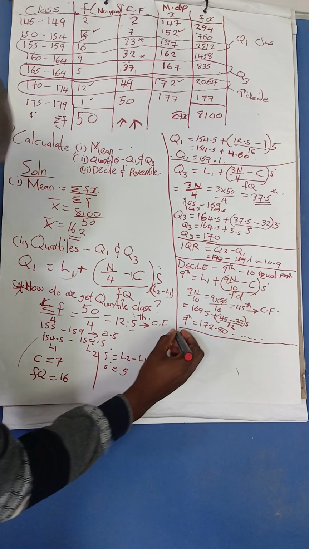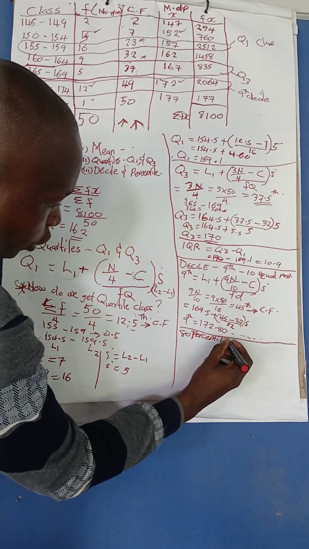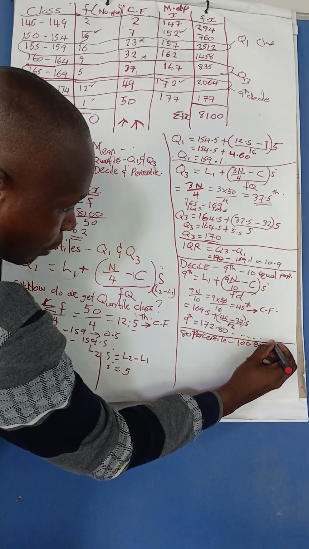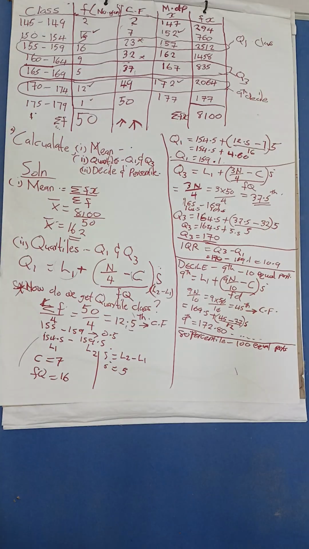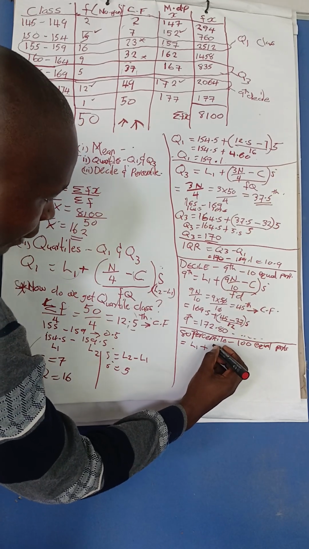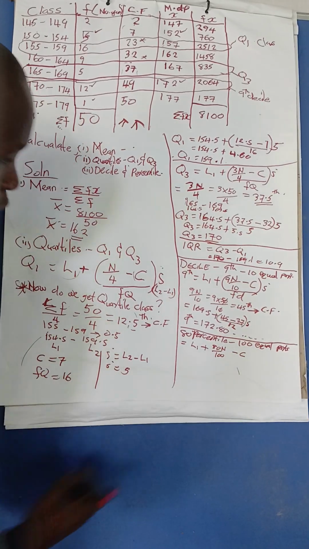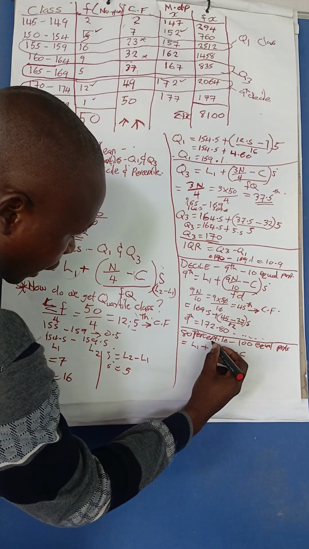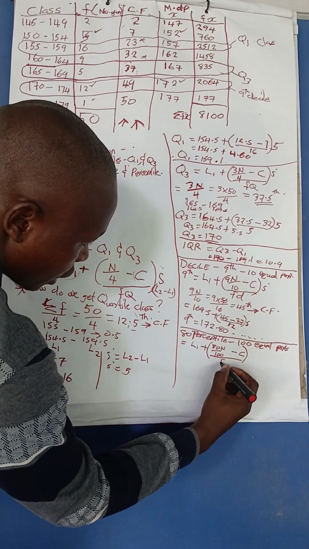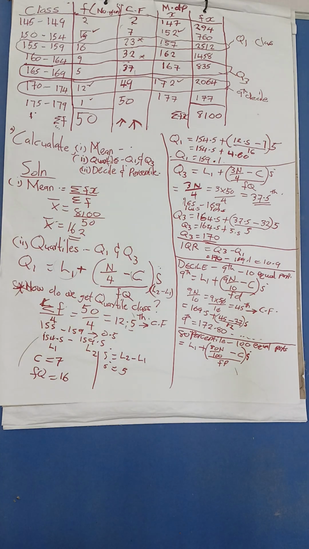So the same thing, let's do maybe 80 percentile. Here you are dividing your data into 100 equal parts. Now, the formula for 80 percentile is L1 plus 80n divided by 100 minus the cumulative frequency before the 80 percentile class, you divide by the frequency of the 80 percentile class, then you multiply by the class interval of the percentile class. Just that way.